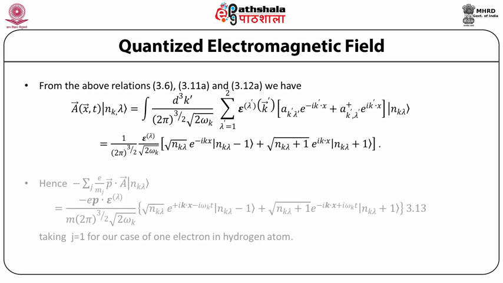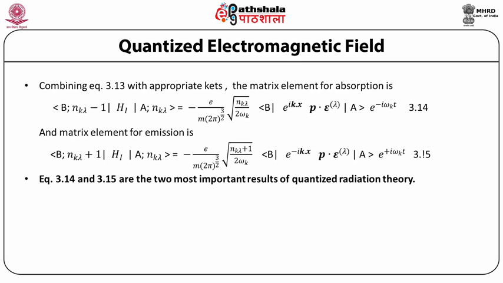Hence, minus summation over j e over m j p vector dot A operating on the nk lambda vector gives us two terms again, with the nk lambda minus 1 ket and the nk lambda plus 1 ket. Taking j equal to 1 for our case of 1 electron in the hydrogen atom, combining equation 3.13 with appropriate kets, the matrix element for absorption is then given by the expectation value of H i with the bra of B nk lambda minus 1 and the ket of A nk lambda.